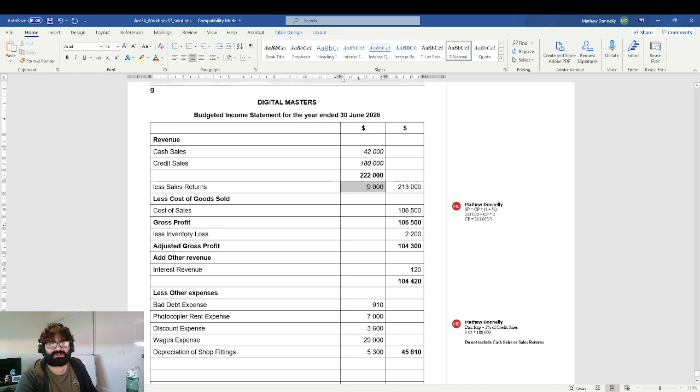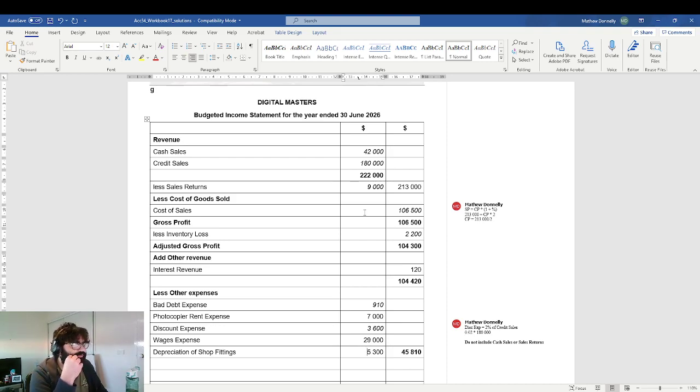We need to change this. Obviously that's going to change. Cost of sales will change. Inventory loss will change. Interest revenue stays the same. Bad debt will change because that's impacted by sales. Expense, see how it says by sales, that changes. Wages stay the same. Depreciation stays the same. So anything with italics changes. So let's put those numbers in again.